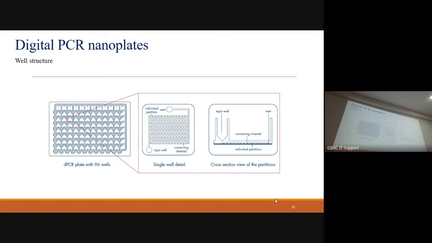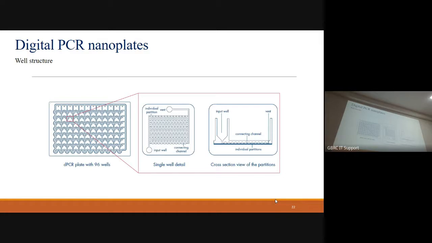This is a crop, an enlargement of this single well. So this is your input well, the round one, where you will input your PCR mix. That will go into these microchannels, which are called partitions. So let's say 26,000 of these partitions are there.